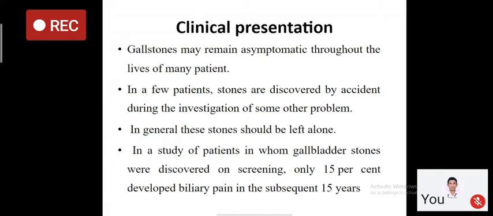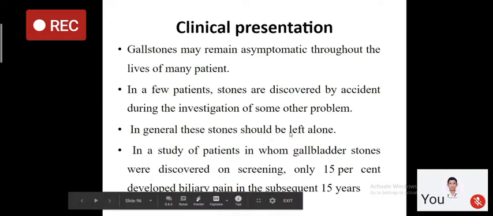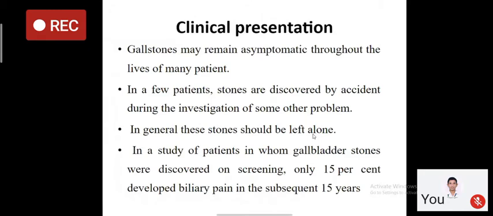If the gallstones are asymptomatic and the patient has no symptoms relating to the stone, then the general principle is that this stone should be left alone. So the indication for cholecystectomy is not the presence of gallstone. It is the symptomatic gallstone which is an indication for cholecystectomy, not the asymptomatic gallstone.